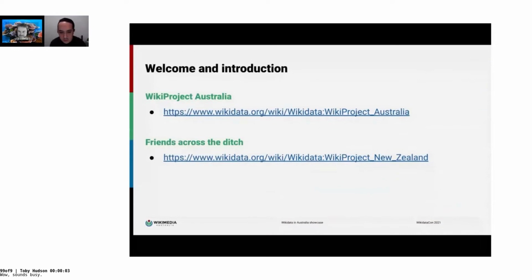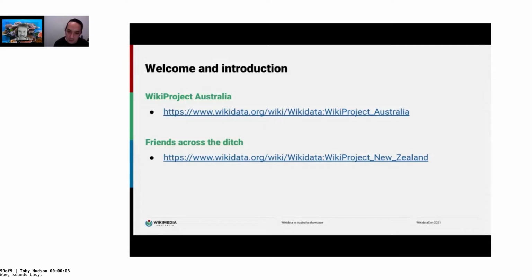Wikimedia Australia has a chapter, but there's a Wiki Project Australia, which is a quite small but very passionate and very productive community of Wikimedia editors who are working on Wikidata. There's a link there to the Australian project.